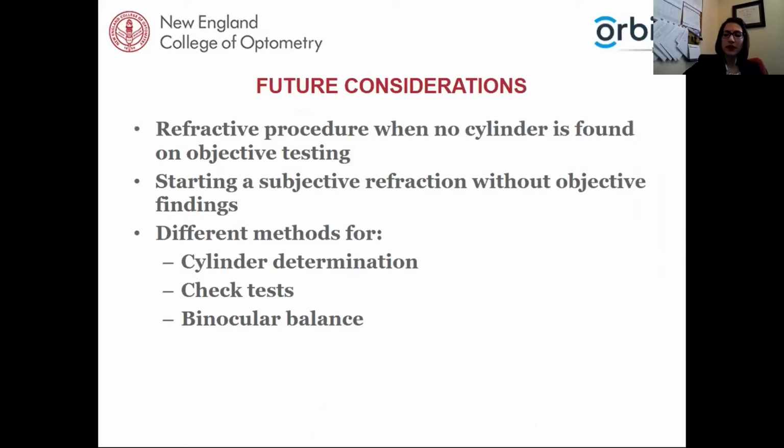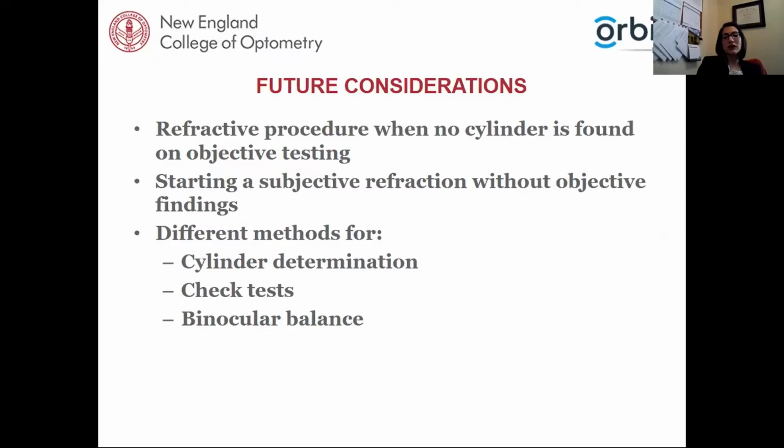So some future considerations that we again didn't have time to cover in today's lecture was how to adjust the refractive procedure if there is no cylinder power found on your objective testing. So when you have a sphere power on your retinoscopy findings, how to start a subjective refraction without any objective findings, and what are the different methods for the cylinder determination, the check tests, and binocular balance.